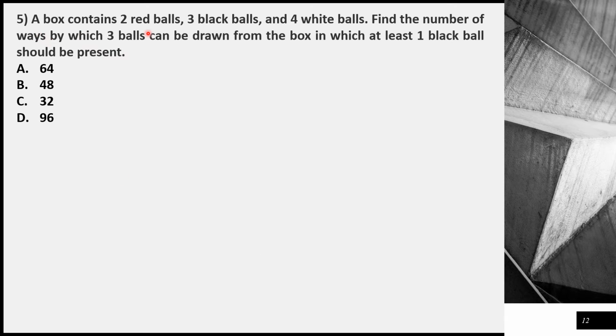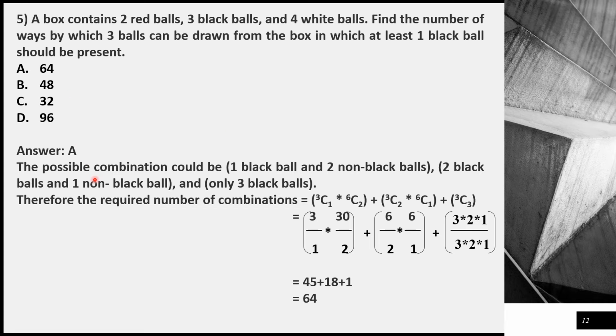So the next question is, a box contains 2 red balls, 3 black balls and 4 white balls. Find the number of ways by which 3 balls can be drawn from the box in which at least 1 black ball should be present. So here they are asking about drawing 3 balls, right? Here you should understand at least means greater than or equal to. If we are drawing 3 balls, it can be 1 black ball or more than 1. So here you can see the answer is A, 64.